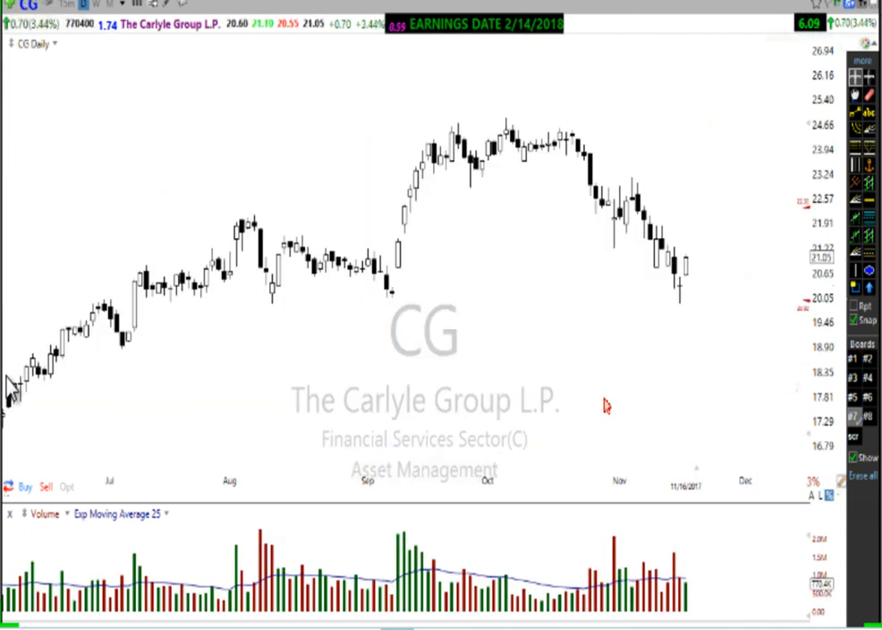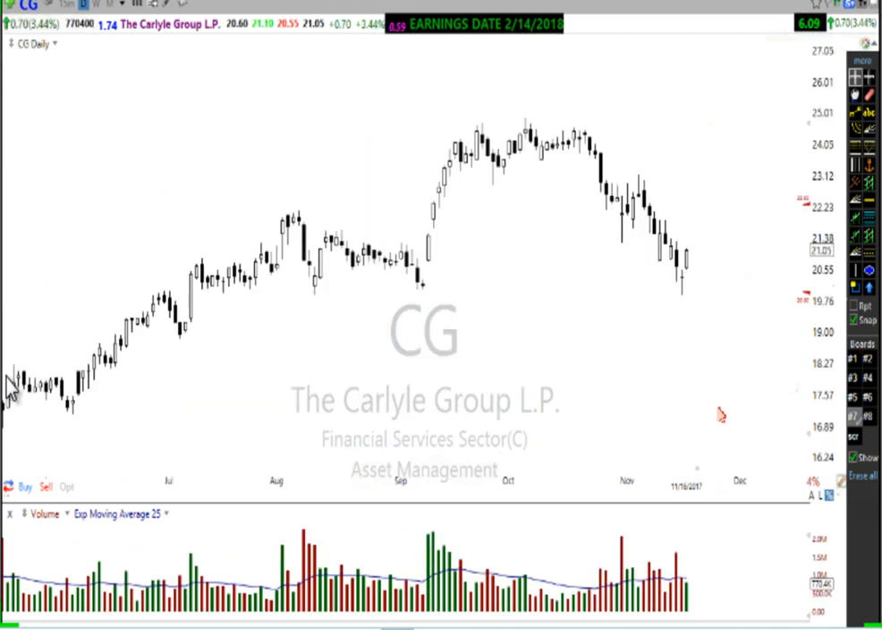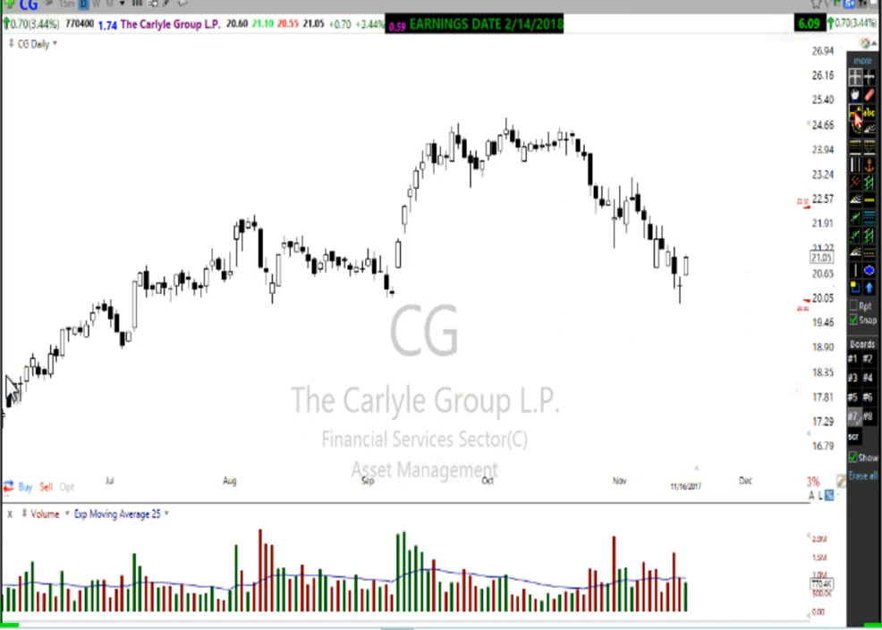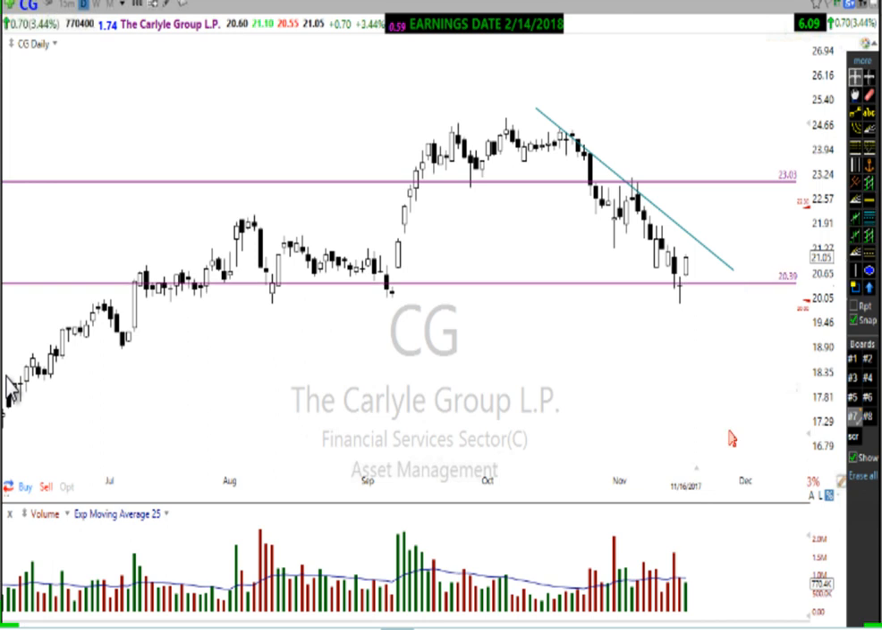CG. I don't know what you're thinking about on this here, but I see downtrend in an uptrending market. Big time failures here at price resistance. Came down here to this price support. It's trying to bounce.